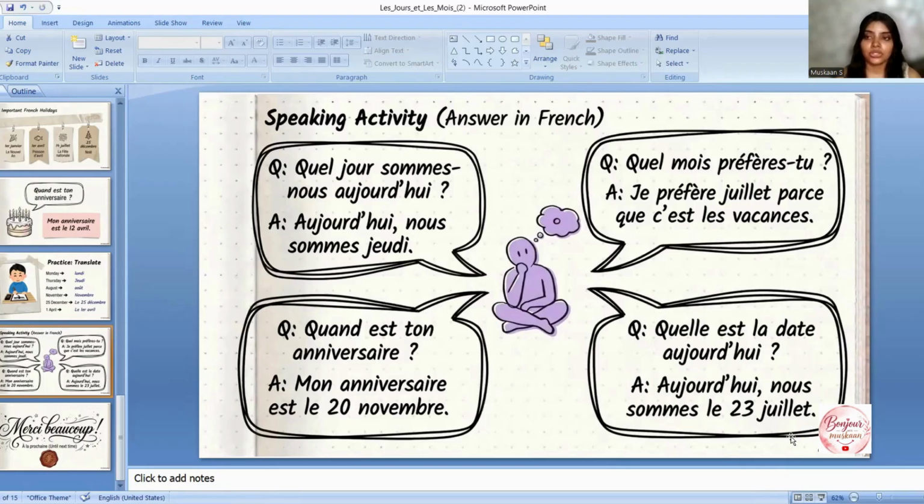So these are four questions for you and you have to comment your answers in the comment section. These are just examples of how you can write the answers. First is "aujourd'hui, nous sommes jeudi." Then "je préfère juillet parce que c'est les vacances." "Mon anniversaire est le 20 novembre." And last is "aujourd'hui, nous sommes le 23 juillet."